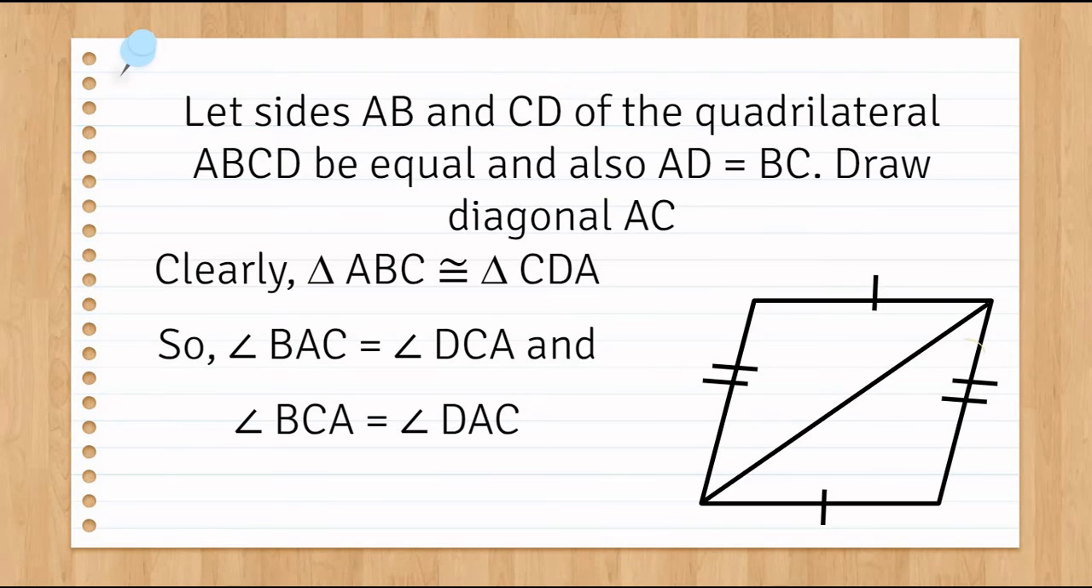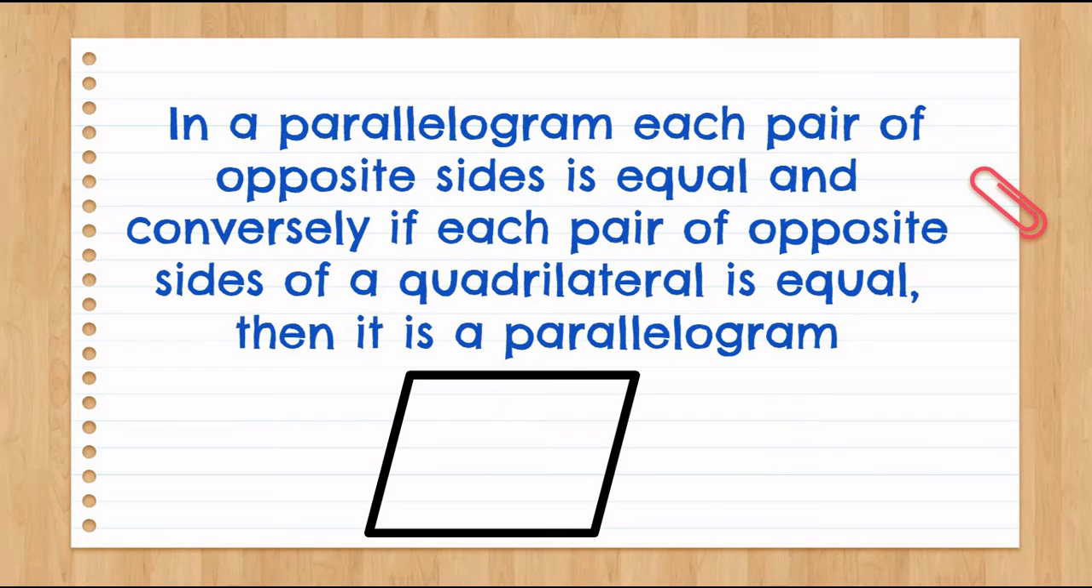So can you now say that ABCD is a parallelogram? Why? So actually we have just seen that in a parallelogram each pair of opposite sides is equal, and conversely, if each pair of opposite sides of a quadrilateral is equal, then it's a parallelogram, as simple as that.